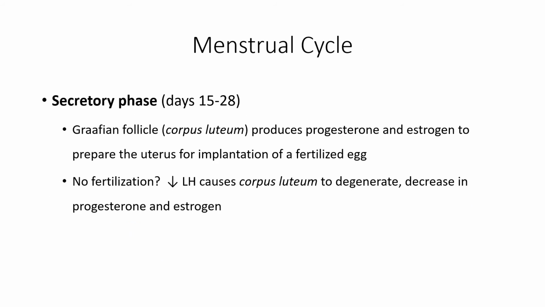Now, when ovulation occurs, two things can happen. Either the oocyte is fertilized within the 24-hour period that it lives, or the oocyte dies. So we've got two pathways here that we can go. Let's assume here that we've got fertilization. If fertilization occurs, then that follicle that was mature, which is called a corpus luteum, will continue to produce progesterone and estrogen that will help to prepare the uterus for the reception of a fertilized egg.